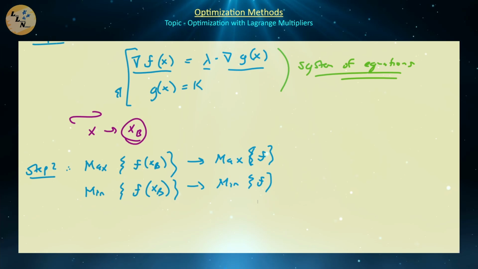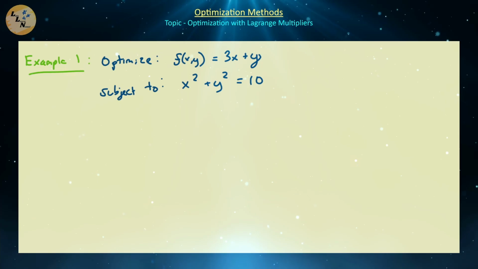All right, so that's pretty much the setup and the algorithm for the method of Lagrange multipliers. Let's just go ahead and get into a couple examples to illustrate how it's done. So let's assume we're interested in optimizing the two-dimensional input function f of x, y is equal to 3x plus y, subject to the nonlinear constraint x squared plus y squared is equal to 10, which of course outlines the circumference or perimeter of a circle.